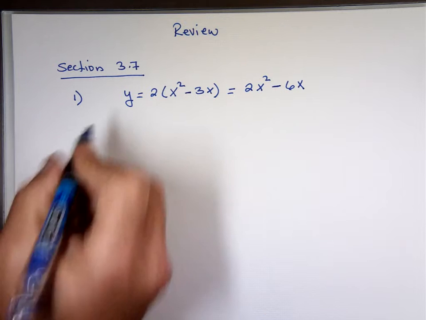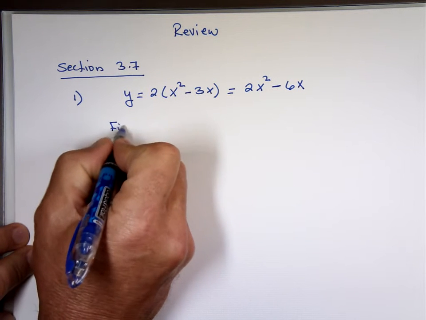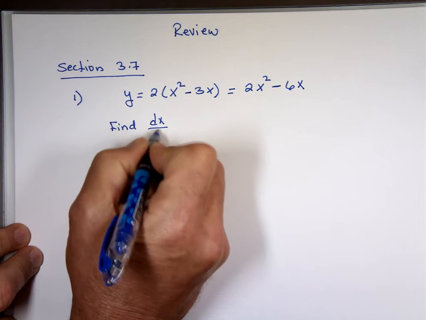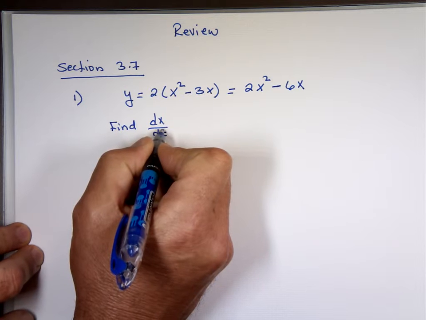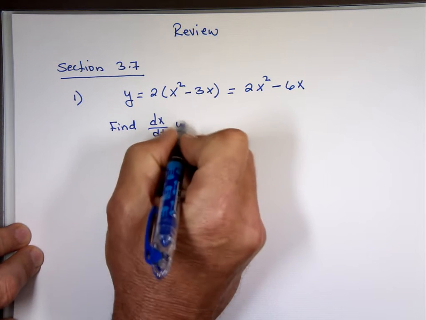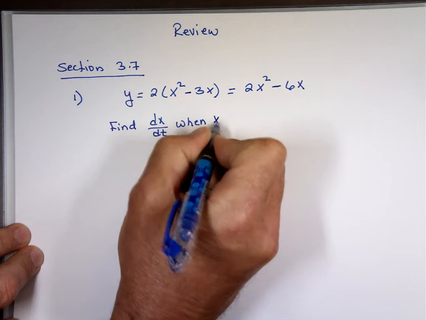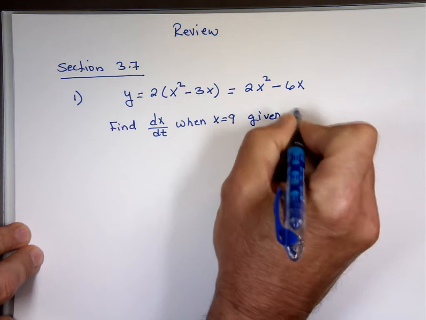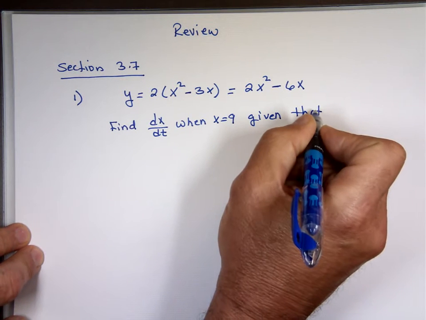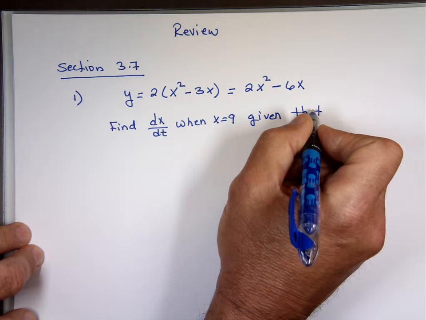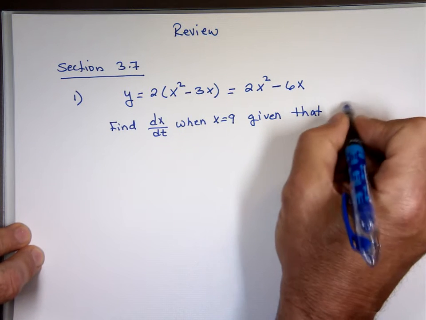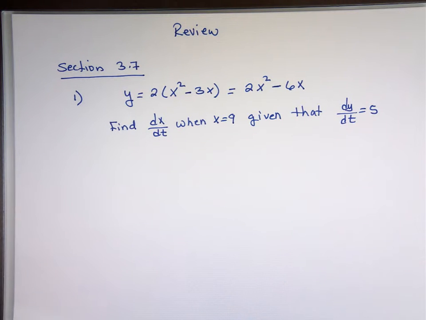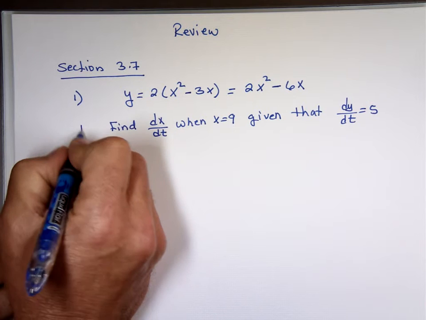Oh, I'm sorry, no, I'm reading something wrong. Part B here, it says find dx dt, notice with respect to t here, when x equals 9, given that dy dt equals 5. That's part B.